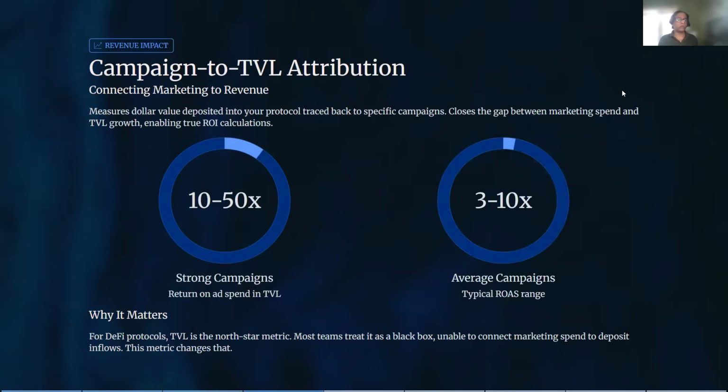So, the campaign to total value attribution. This is also an important measure for a marketing agency to measure and convey to the companies that need that information. It measures the dollar value deposited in your protocol, tracked by specific campaigns. From the marketing agency's point of view, you will be running multiple campaigns and you want to measure how much dollar value has been attributed to this particular campaign, and how many wallet connections and how much dollar value.